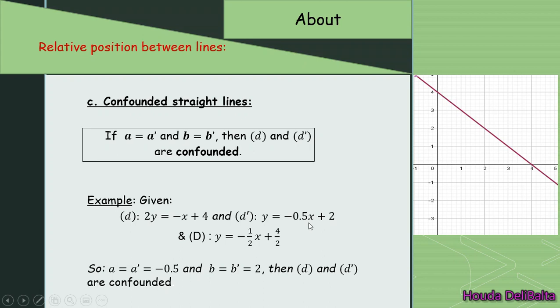So the slope here is minus 0.5, and here it is minus half, then they are equal. The y-intercept here is 2, and the y-intercept here is 4 over 2, which is actually 2. Then because the slopes are equal and the y-intercepts are equal, we say that the lines are confounded. So here, as if we have a blue line and a purple line over it, then we get confounded lines.